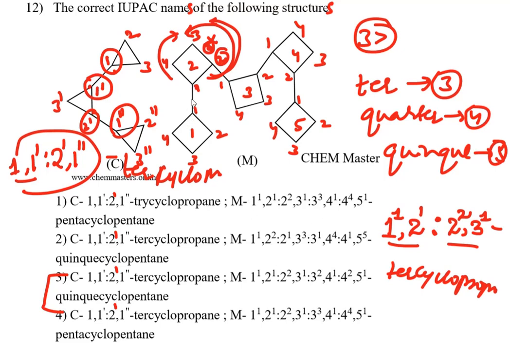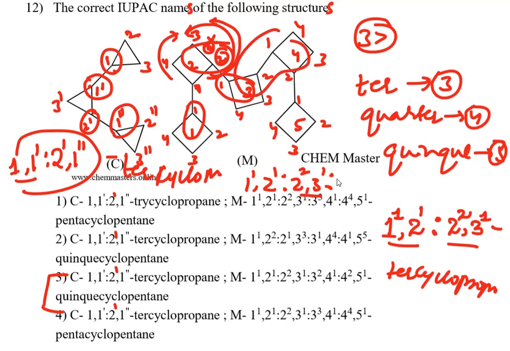Now just give the junctions. So here on 1 we have 1 superscript 1 comma for the first junction. Here the second ring, which is having the locant number on the junction carbon: 1 superscript 1 comma 2 superscript 1. So this is one junction. Now just look at the second junction, where 2 superscript 2 comma 3 superscript 1. So this is the second junction. Now look at the third junction, where 3 superscript 2 comma 4 superscript 1. So this is the third junction.